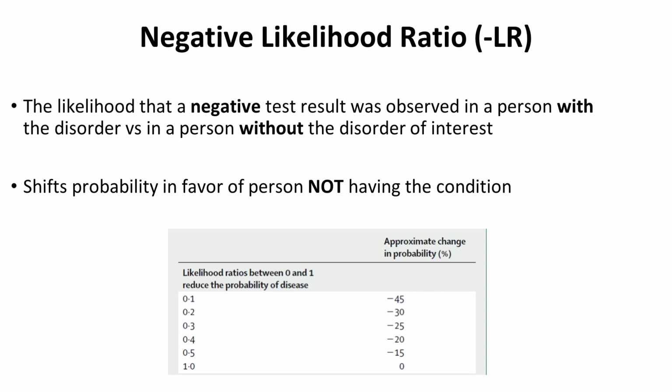If you have a negative likelihood ratio of 0.1, your odds of having the condition are going to be decreased by 45%. So that's actually a good thing. A person with a very low negative likelihood ratio is less likely to have the condition that they're being tested for.